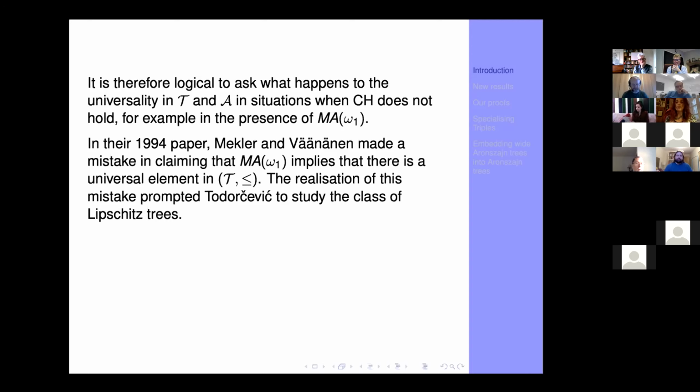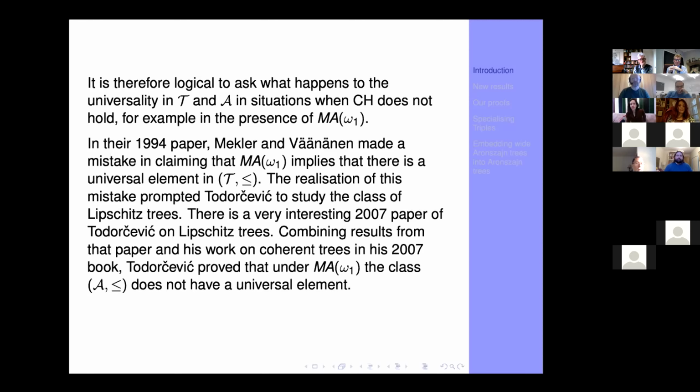And so Stevo has a very nice paper, which I don't know why it took until 2007 to appear, about these Lipschitz trees. And he has, of course, the book about coherent sequences in which you can see coherent trees. So combining the results from this paper and the book, one can see that Todorcevich proved that under MA, the class of Aronszajn trees does not have a universal element. In fact, he proved that under MA, these Lipschitz trees are cofinal in the class A, and he also proved that there cannot be a universal Lipschitz tree. So that is about the Aronszajn trees.